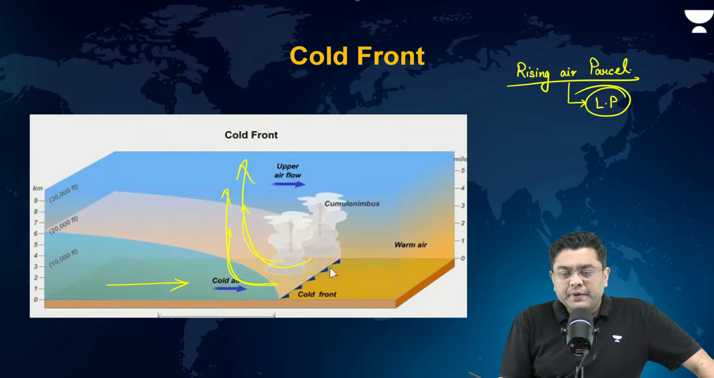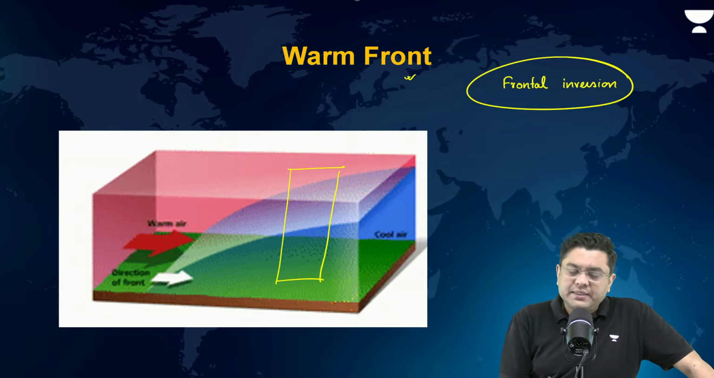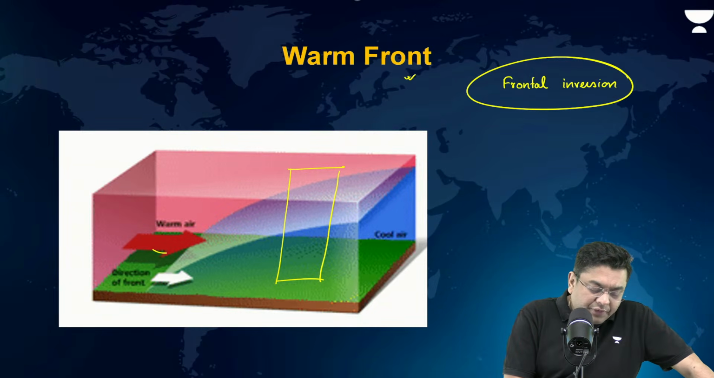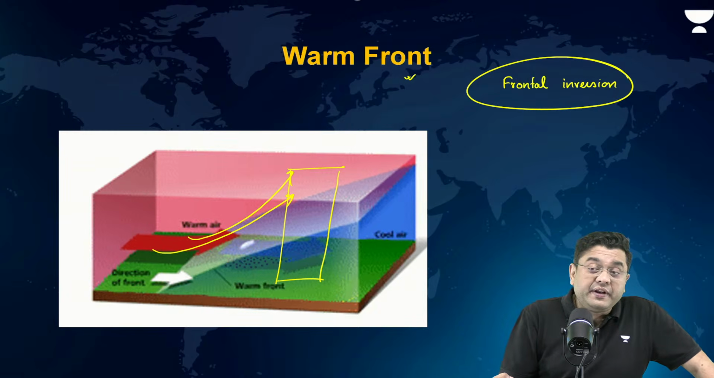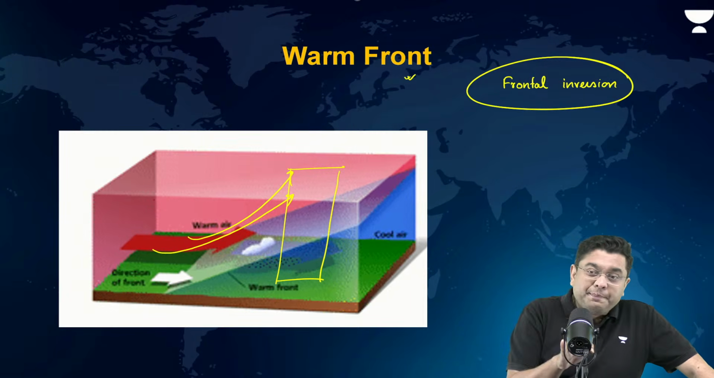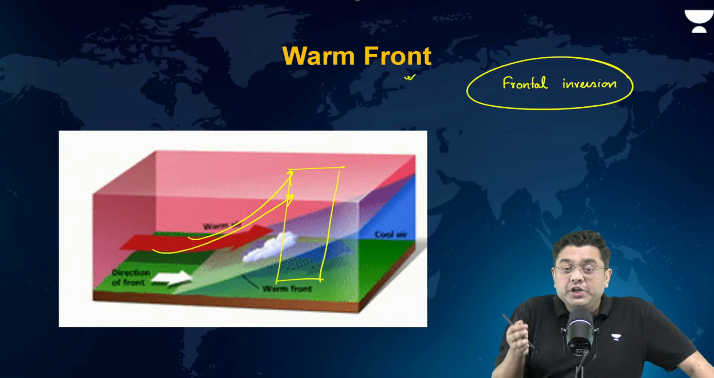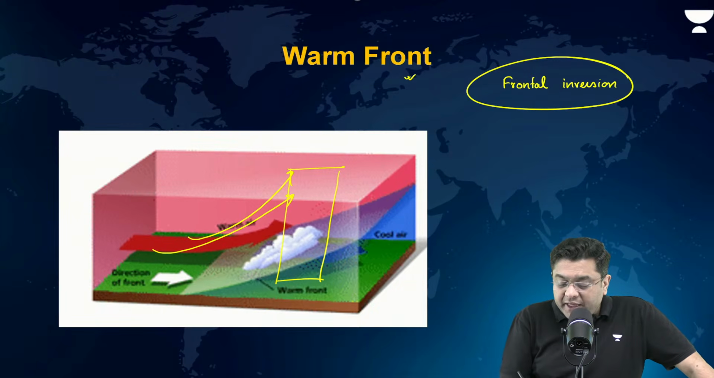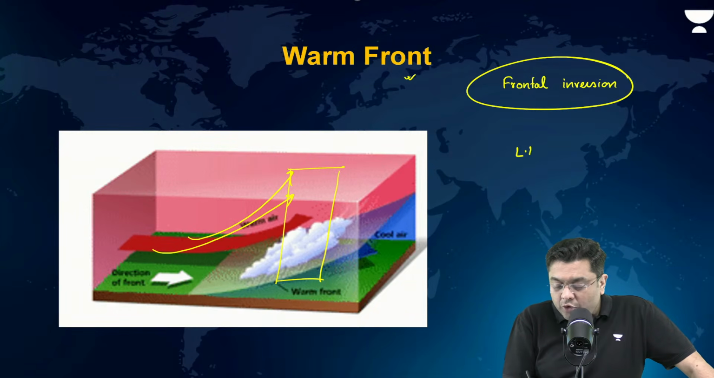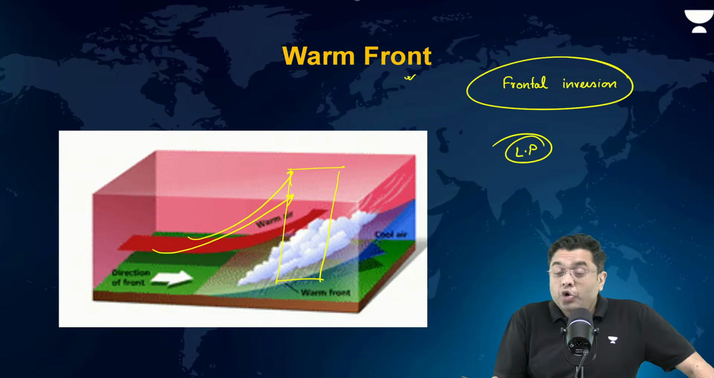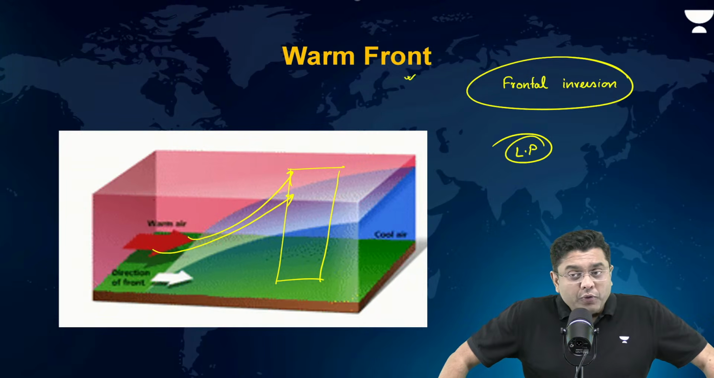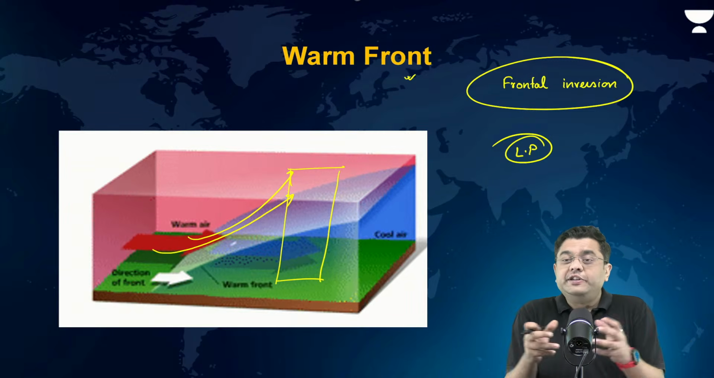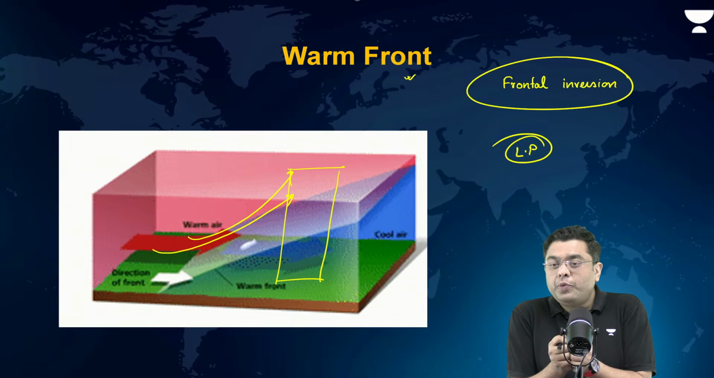Yes or no? In the case of a warm front, here also I have the case of a rising air parcel. Rising air parcel can be due to temperature, due to dynamic condition. But whenever you have a rising air parcel, you have a condition of a low pressure. Low pressure means, remember, winds always blow from a high to a low. So low pressure is the destination of all the winds.